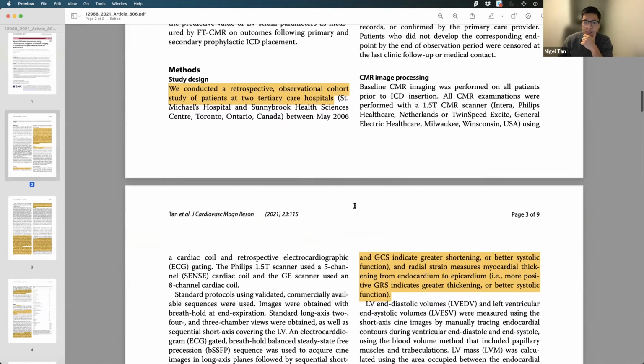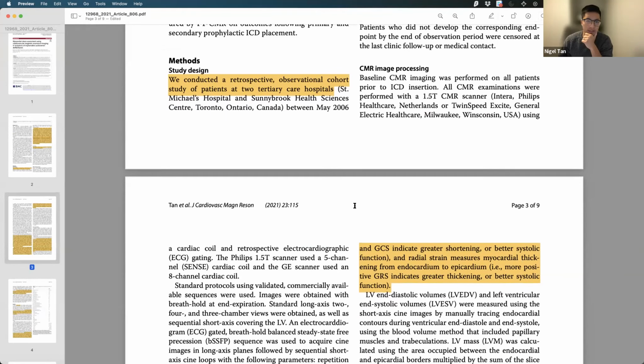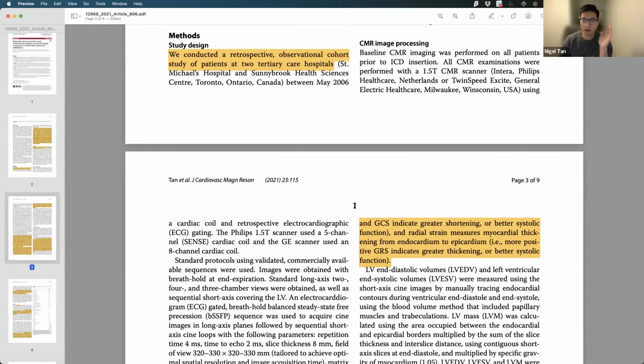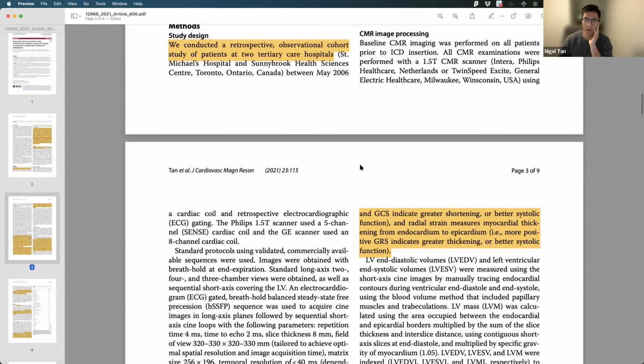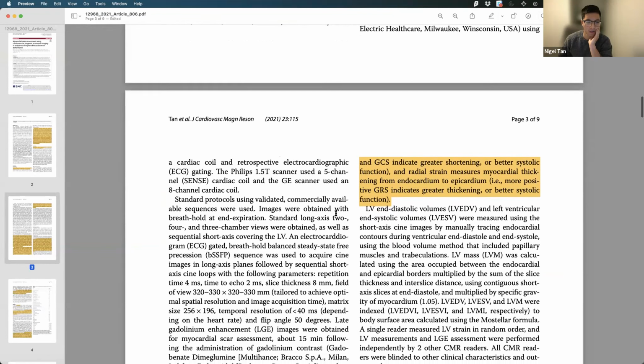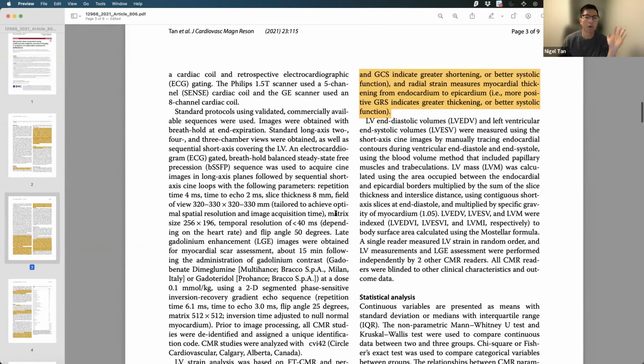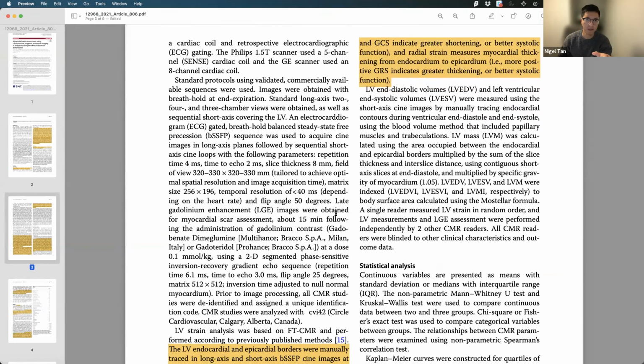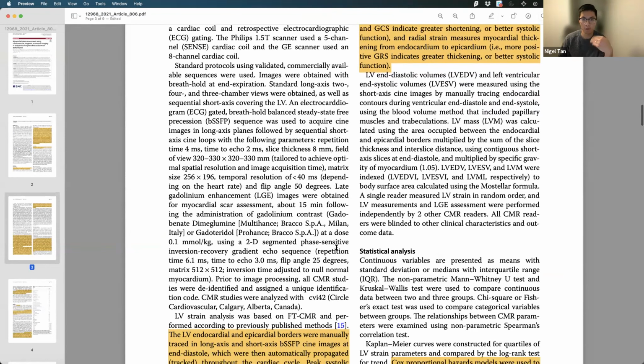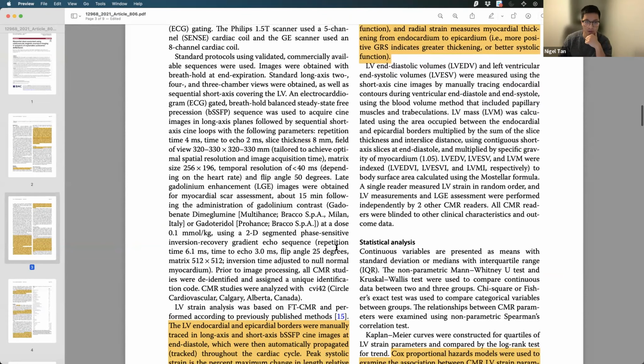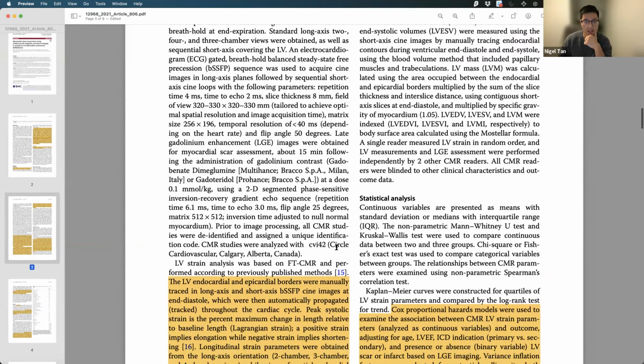For CMR image processing, the standard CMR images were performed on a 1.5T scanner, with fairly standard protocols for obtaining the CMR images. As I mentioned, these patients had their CMR studies done for a variety of different reasons, not at the time with the intent of having strain performed. So we went back to perform strain analyses on their routinely obtained images.